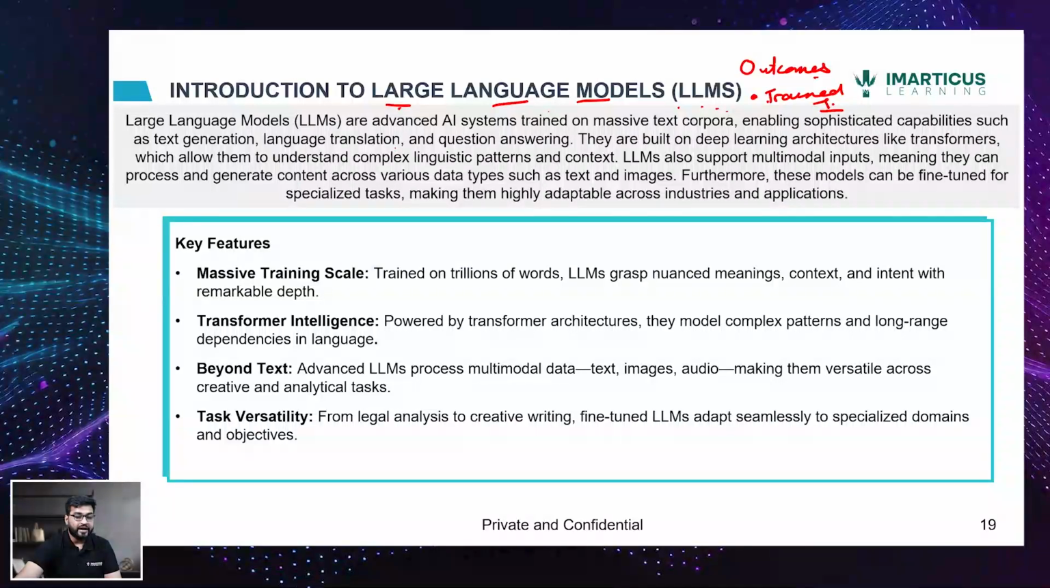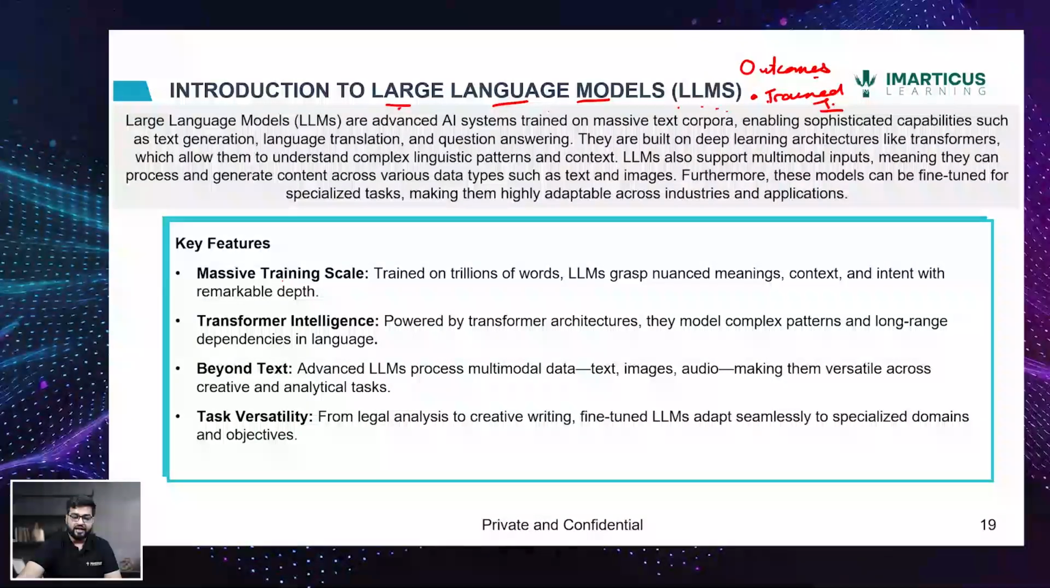Large language models are advanced AI systems trained on massive text corpora, enabling sophisticated capabilities such as text generation, language translation, and question answering. They are built on deep learning architectures like Transformer, which allow them to understand complex linguistic patterns and context. LLMs also support multimodal inputs, meaning they can process and generate content across various data types, such as text and images. Furthermore, these models can be fine-tuned for specialized tasks, making them highly adaptable across industries and applications.